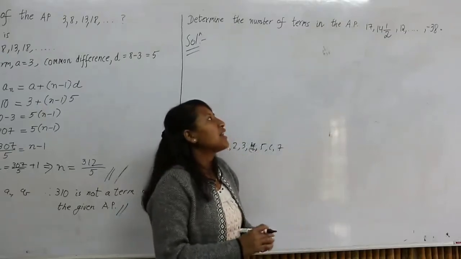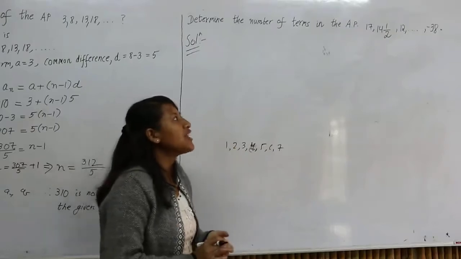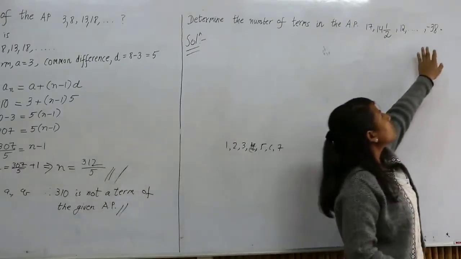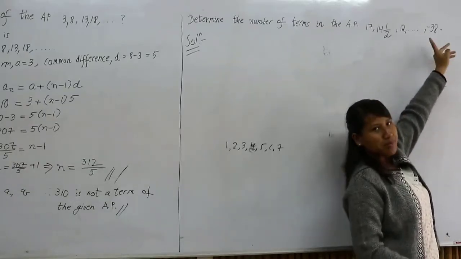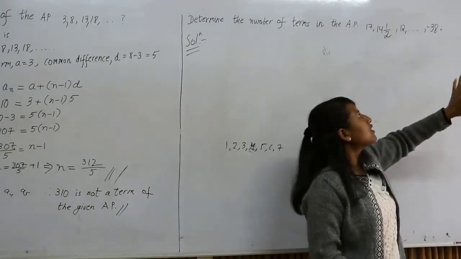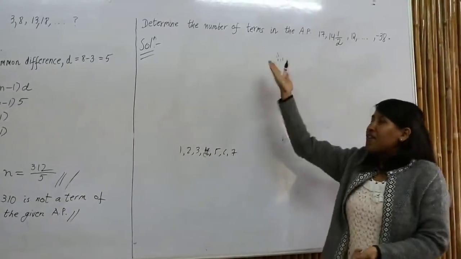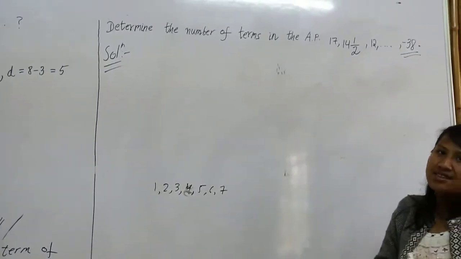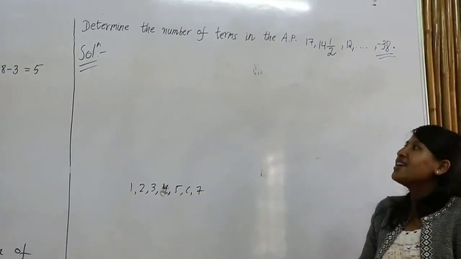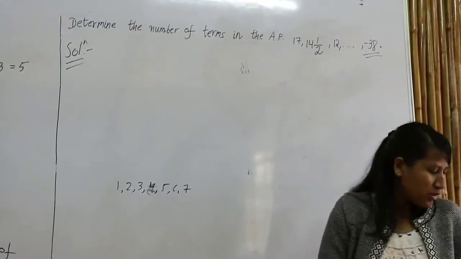Like you can count how many of them are there, but provided that in the question they have given you the last term. You see here, this one is the last number, the last term in the AP. So if they ask in the question to find the number of terms, they have to provide this last term of the AP. So we'll solve this problem now.